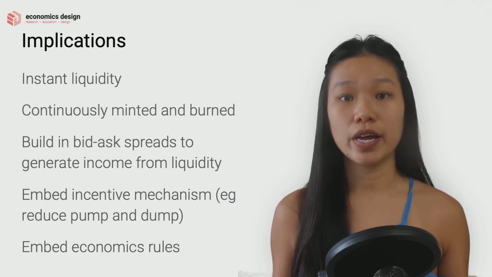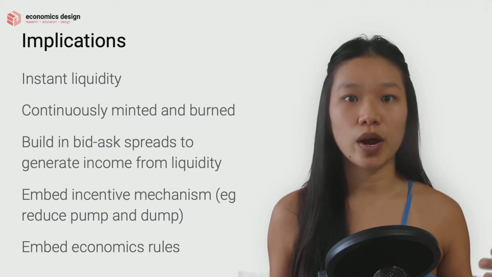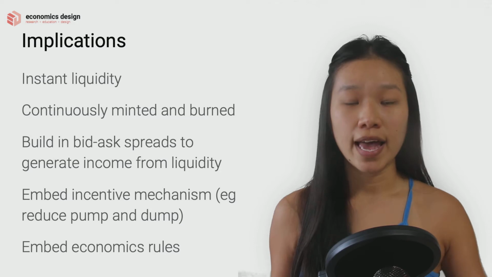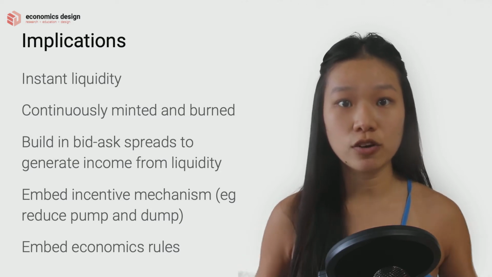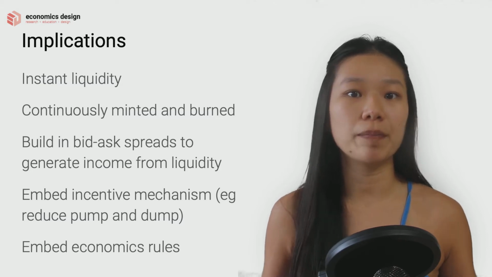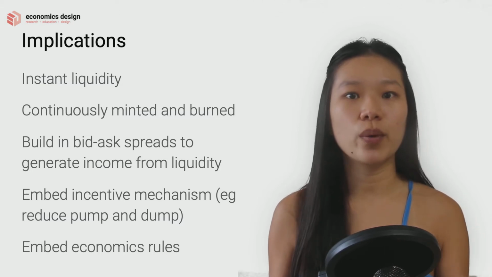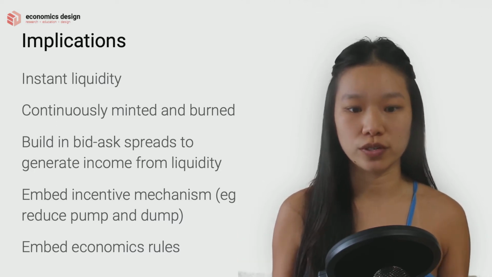You can also build in bid-ask spreads to generate income from liquidity. That's where we saw just now, you have two types of curve. You have a buy curve and a sell curve, and the difference will be profits that go back into the ecosystem and can be distributed to the people who hold the tokens, and they're rewarded for holding the tokens. So it's a different way of staking, it's a different way of incentive mechanism to reward your users.